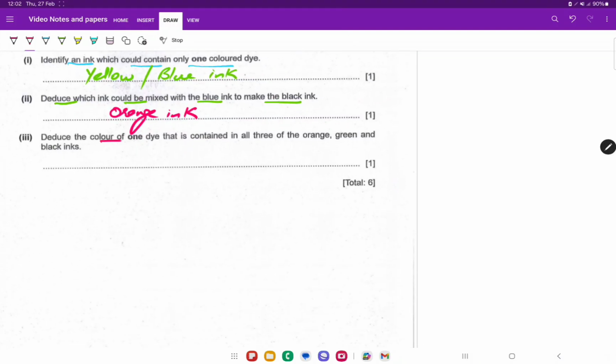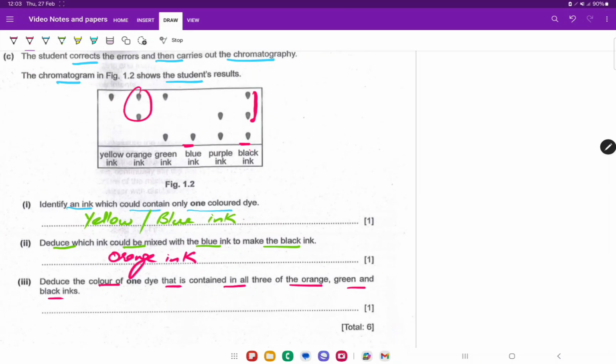Now deduce the color of one dye that is contained in all 3: orange, green, and black. Okay, all 3 inks we have to find out, that is the dye should be present in all 3 types of inks: orange, green, and black. Which dye is common in orange? Okay, orange is this. Green does not have this.